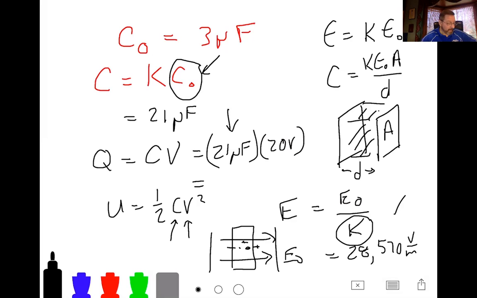Okay. And it says in the next part that mica has a dielectric strength of 150 times 10 to the sixth. Okay. And so that means we're pretty safe, right? That 28,570 volt per meter is much less than the dielectric strength. So it's not going to spark.